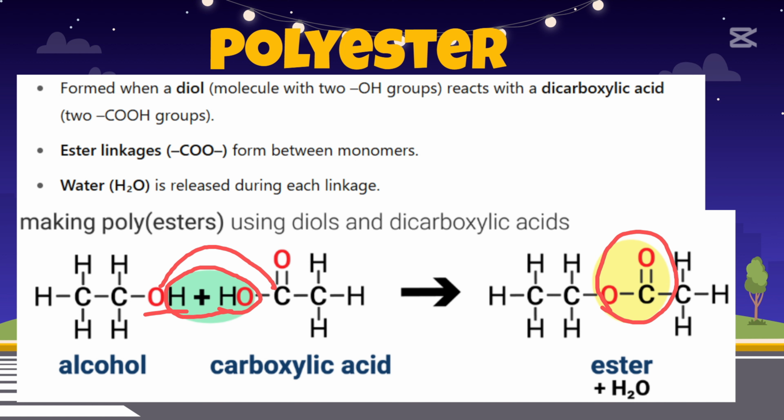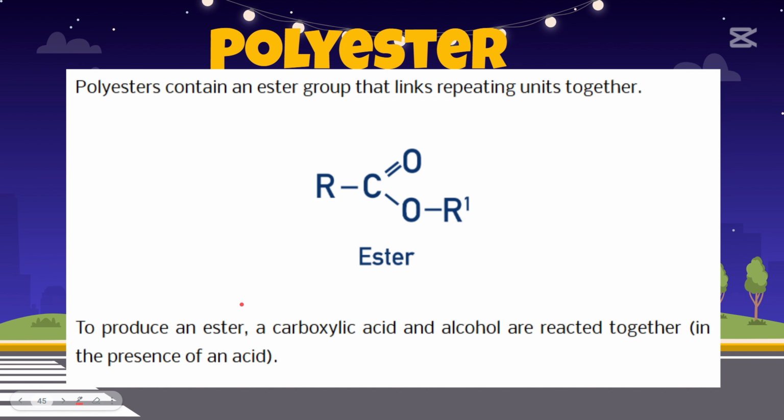Alright, now continuing, when we're making polyesters, once again, we have to have a dialcohol and a dicarboxylic acid. Note that if we just had these, the hydrogens themselves are a bit unreactive. How are we going to make the polyester if we just have hydrogens on the end, right? So that's how our dialcohol and the dicarboxylic acid comes in. So polyesters contain an ester group that links repeating units together.